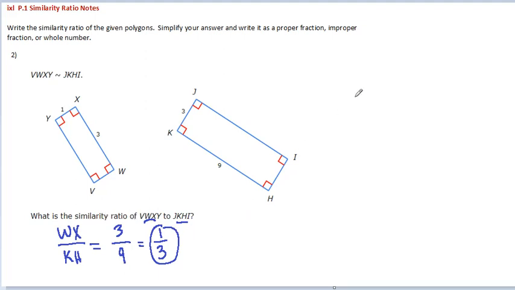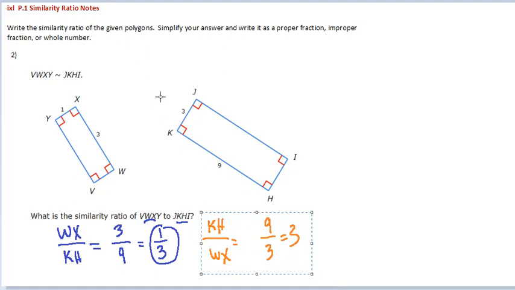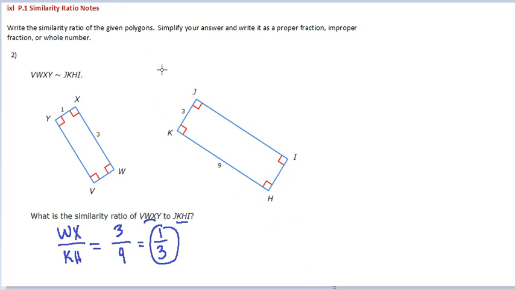Now, what you cannot do on these is list them backwards for IXL. They are not going to want you to set it up like this. KH is to WX, because that would give you KH is 9, WX is 3. That's going to give you a different number. So you can't do that. I mean, it's not really incorrect, but they're asking for the ratio in a certain direction.